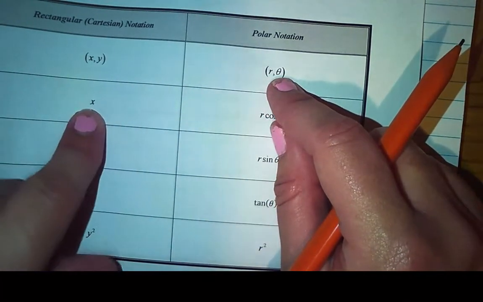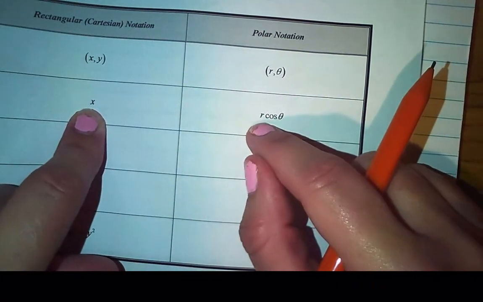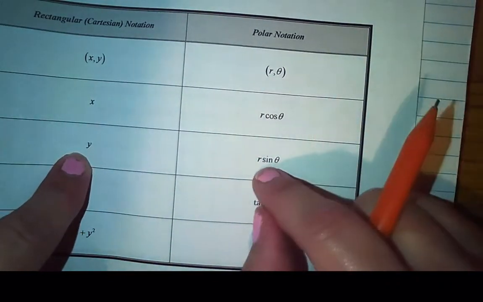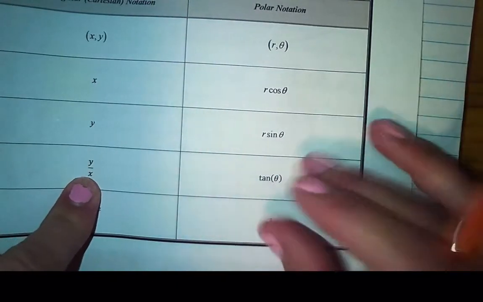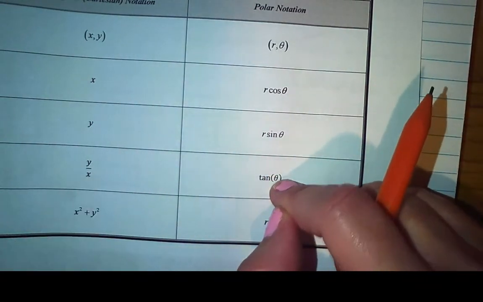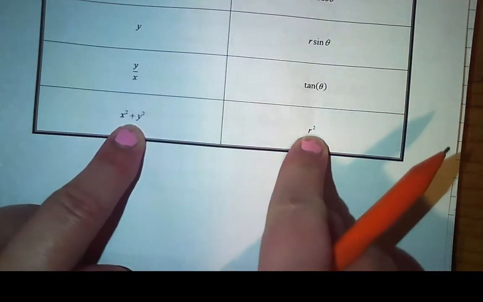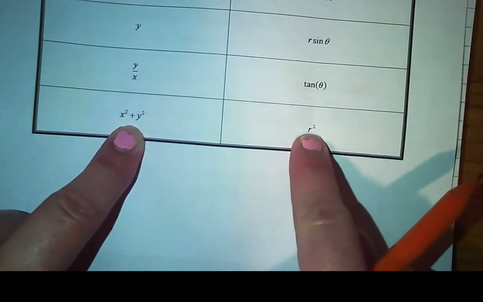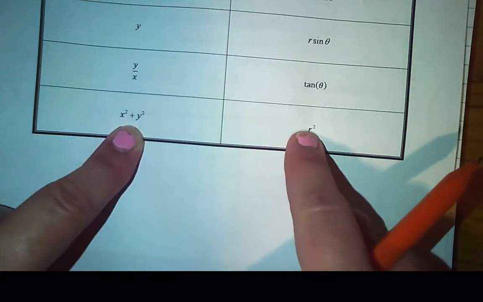If I'm given an x, I can convert it by using r cosine theta, so your radius times the cosine of theta. If I've got y, its polar notation is going to be r sine theta. I can have a ratio of y over x, and that's going to be equivalent to tangent theta. And this is where we're going to have fun, because you should recognize this is the Pythagorean Theorem. We've got x squared plus y squared equals r squared. In rectangular coordinates, it's x squared plus y squared, but in polar coordinates, it's going to be r squared.